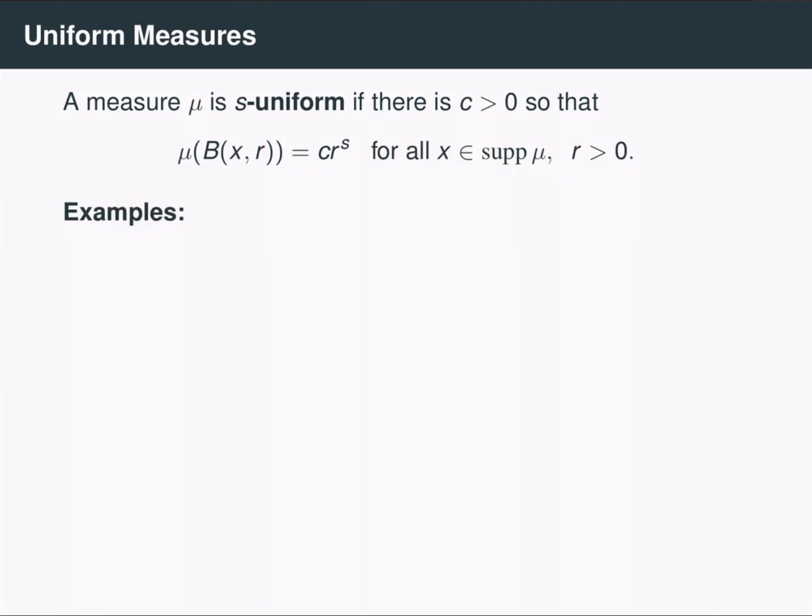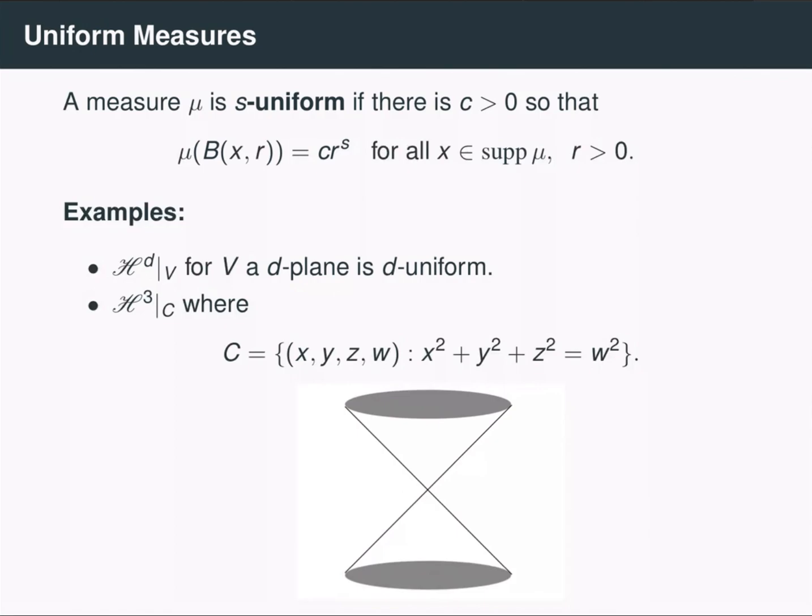So some obvious examples of uniform measures are Hausdorff measures restricted to d-dimensional planes. Surprisingly, however, there are actually some nonlinear uniform measures. In particular, if we look at surface measure restricted to the three-dimensional boundary of the cone in R^4, then this is an example of a three-uniform measure.